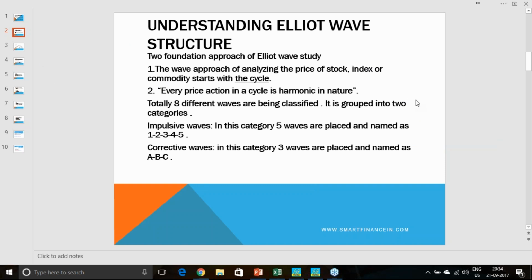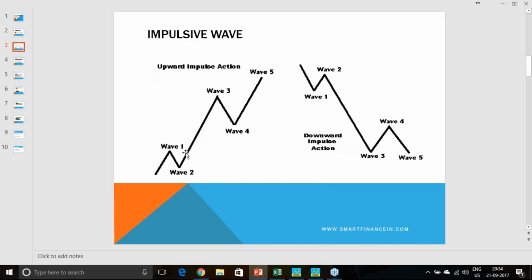So coming to this wave structure. This is how the impulsive wave pattern looks. Wave 1, wave 2 is a corrective. Wave 3 is the biggest wave. Wave 4 again corrective. Wave 5 again goes up. That doesn't mean that this impulsive pattern happens only in the upward direction, it also happens in the downward.